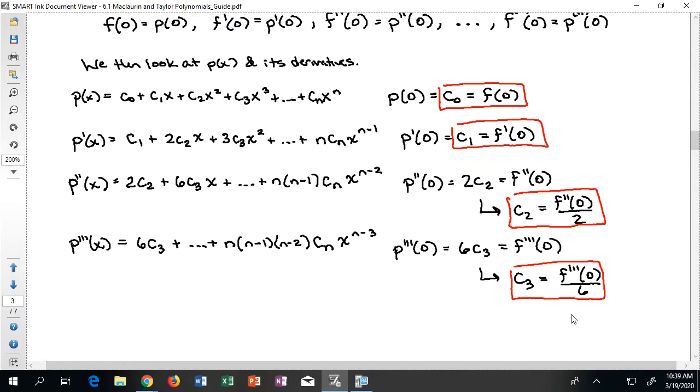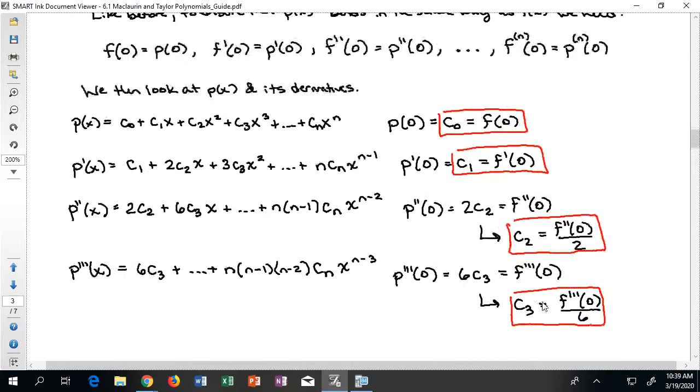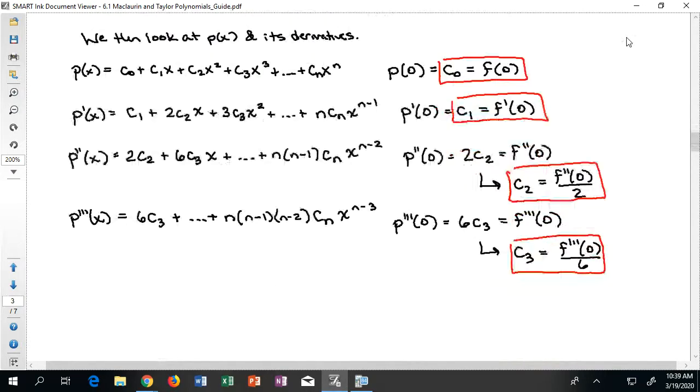Okay, how many more times do we have to do this? Well, the answer should be, I don't really know, right? I mean, it kind of depends on when someone tells me to stop. If I want to create a third degree polynomial, well, I'm done. I only have to go to c3. But we were going to try to construct here a polynomial of degree n. So why don't we skip ahead to the nth derivative?